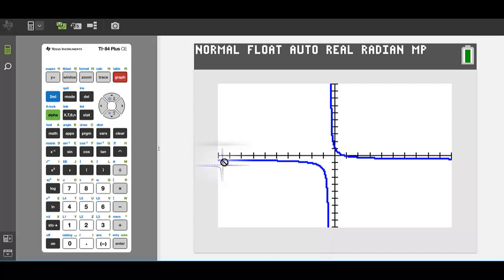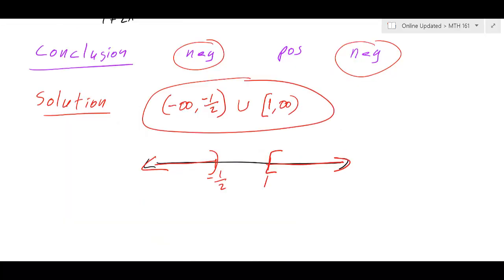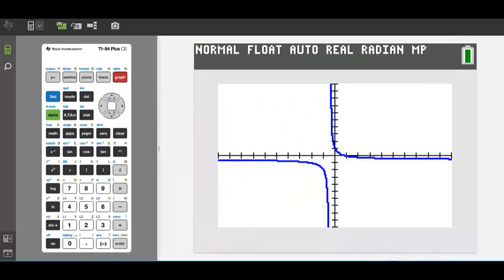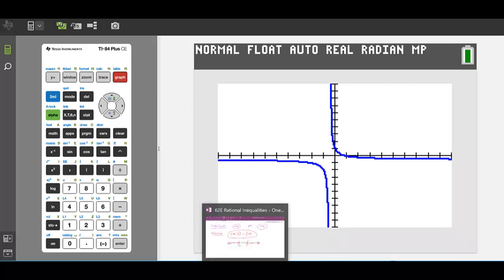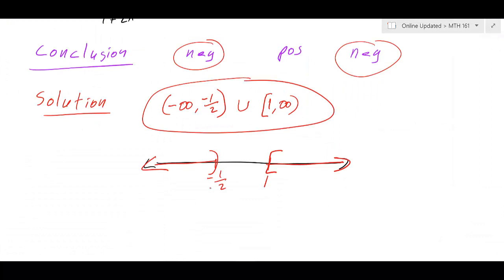that from negative infinity to what? How far did we go? Negative infinity to negative 1/2. And what happens, and it's kind of hard to see, if you notice here, the graph splits. This is negative 1/2 right here, and this graph never gets to the negative 1/2. So that's why we use the parentheses at a negative 1/2. And then it's going to continue then from 1 to infinity.